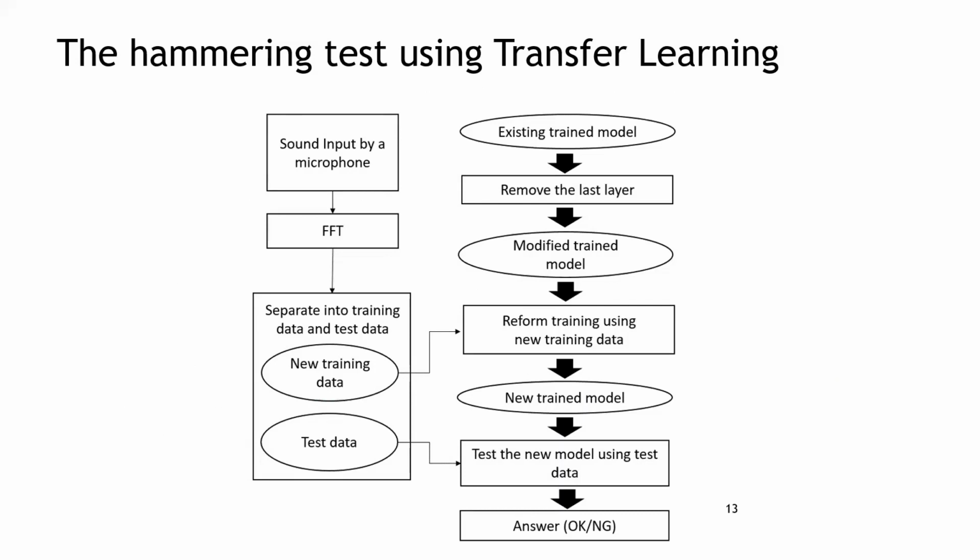Next, I will explain the hammering test using transfer learning. This figure illustrates the architecture of the proposed model. First, we hammer the wall and collect the sound data. Then, we split the data into training and test datasets. We remove the last layer of an existing trained model to obtain a modified model. We then train the modified model using the training dataset while preserving the knowledge from the existing trained model using transfer learning to obtain a new model.